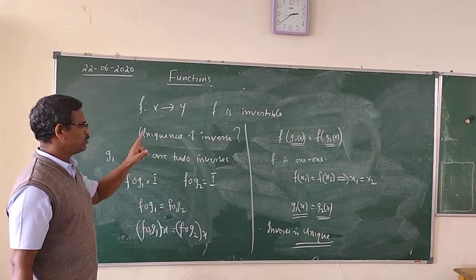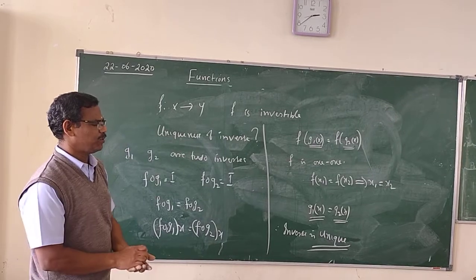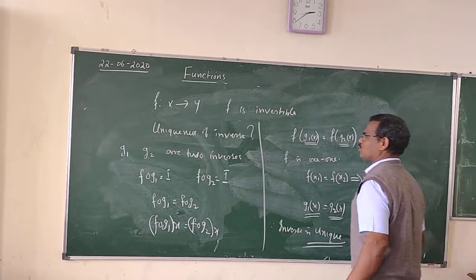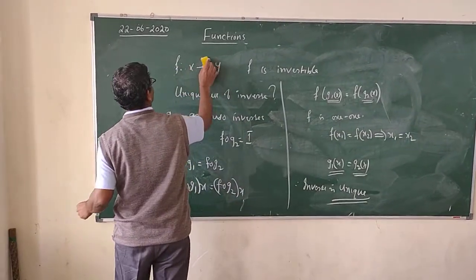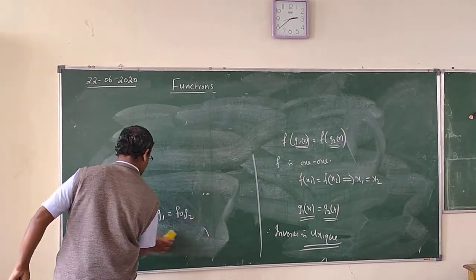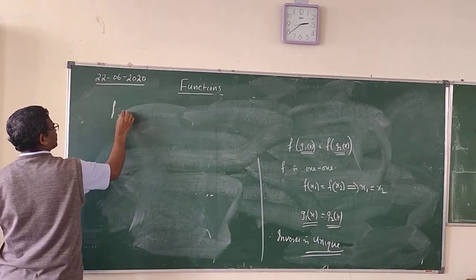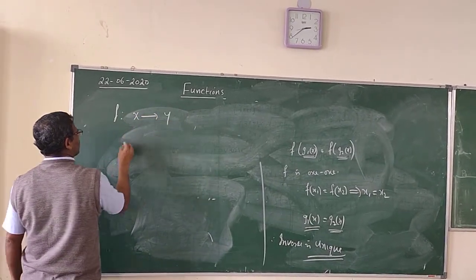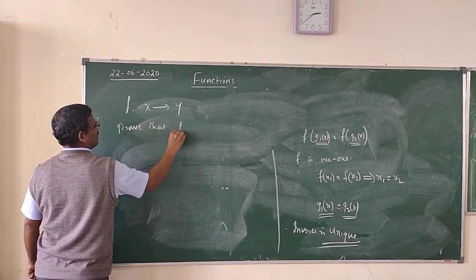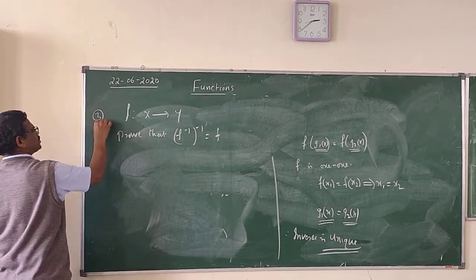So we have given two questions today. The first one was finding the inverse of this one. Now let us go to one more question today, and then I will give you some exercise problems. The third question: F is a function from X to Y. Then prove that (F inverse) inverse is equal to F itself. This is the question.